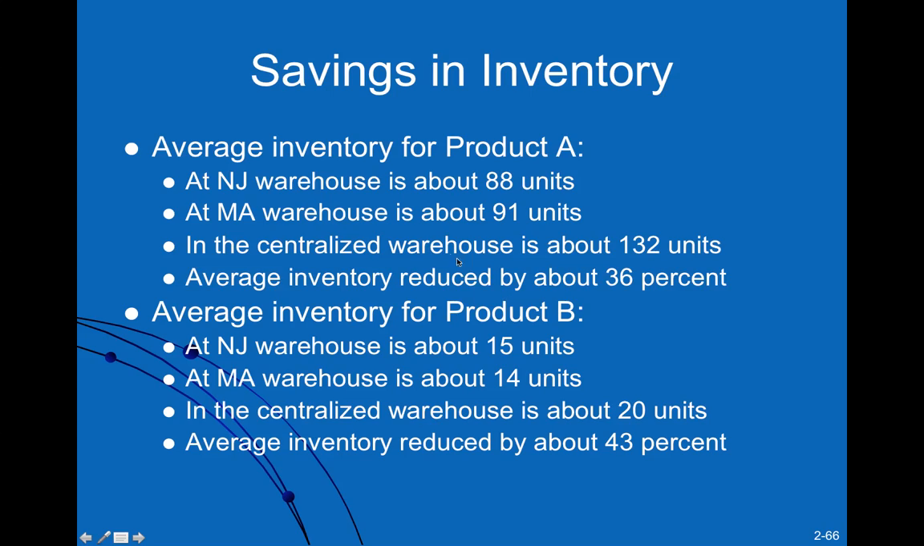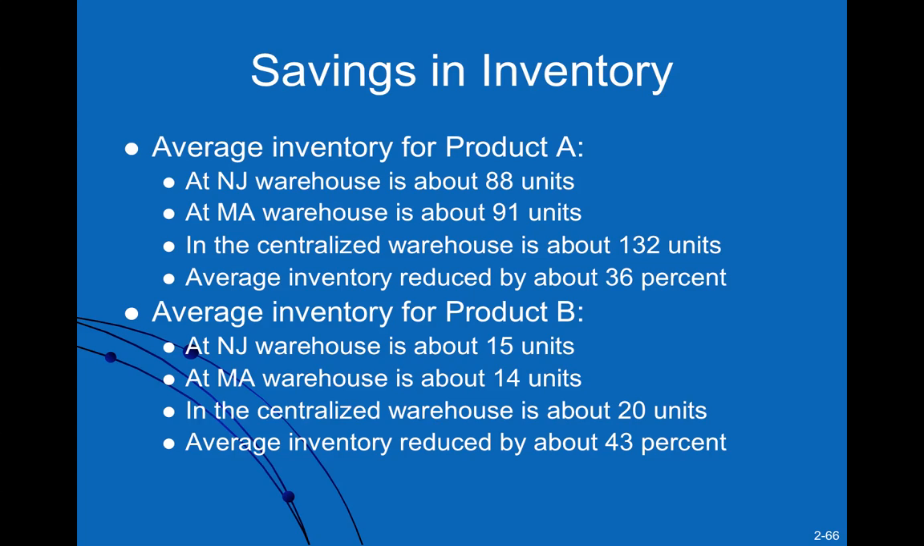Anyway, as you could see, for product A, you would have to have 88 plus 91 units, but in the centralized warehouse, you would only need 132 units, and that gives us a major savings. If you look at product B, at the two warehouses, you would have an average of 15 units and 14 units, which gives you 29, but when you centralize them, you get down to 20 units. And so it's a way of trying to reduce inventory by pooling the risk associated with the uncertainty in the demand.